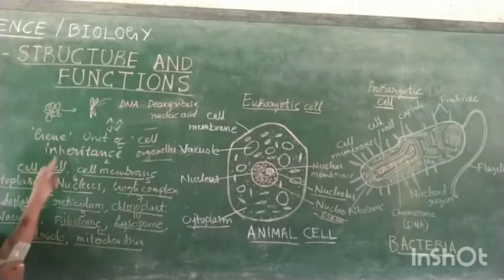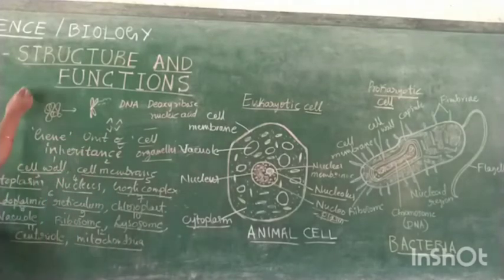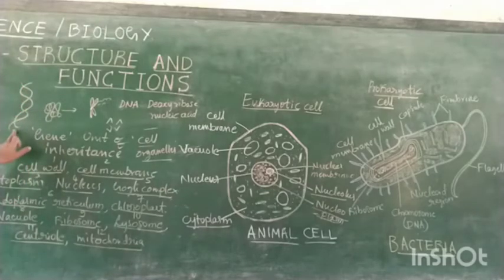So these DNA are double helical structures. So when the ultrascopic structure of a DNA is seen, you see a helical structure.